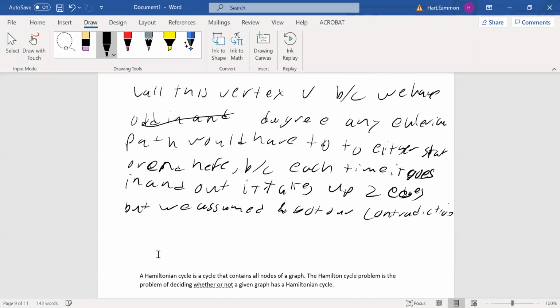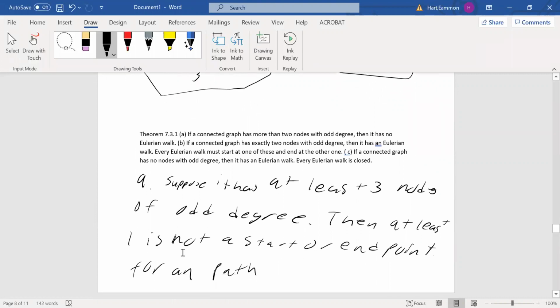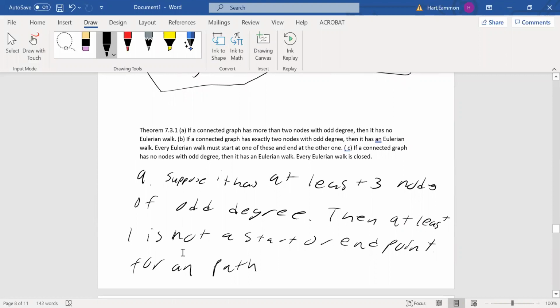So this one is the easiest of the 3 to see. But if we want to go on and show B, that'll be a little bit harder. If a connected graph has exactly 2 nodes with odd degree, then it has an Eulerian walk, and every Eulerian walk must start at one of these and end at the other.